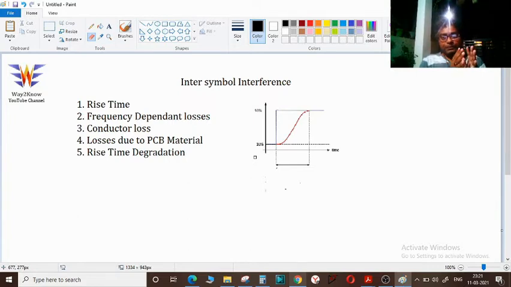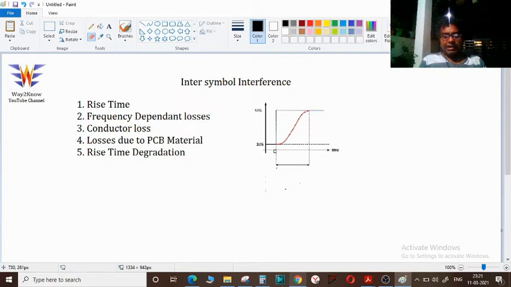The rise time of an electrical signal, as mentioned in this graph, is the time taken for the signal to rise from 10% to 90% of the voltage.